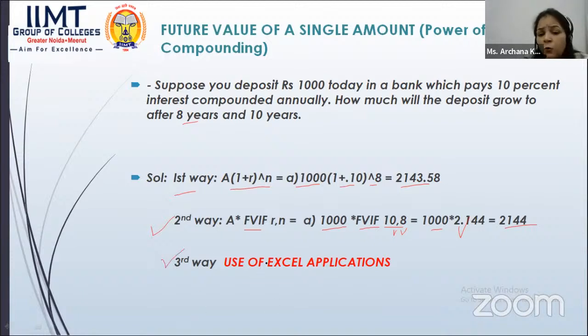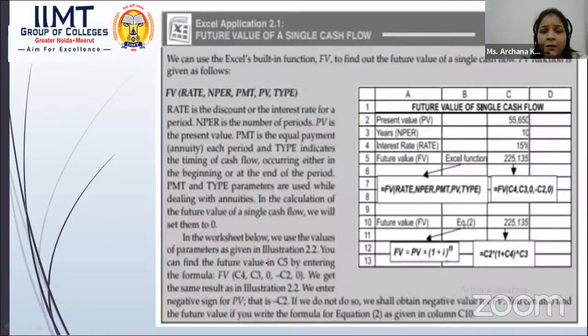The third way is to use the Excel application. That means you can use an Excel sheet to calculate the future value of a lump sum. How it is done? I'm just showing it. See, you have an Excel sheet. Here we have A, B, C columns and 1, 2, 3, 4, 5, 6 rows. In Excel, we have an inbuilt function. You just have to write equals to FV in bracket. Automatically the Excel function will come and you will have to put all the details like C4, C3. C4 is column C and row 4. C3 is column C and row 3.